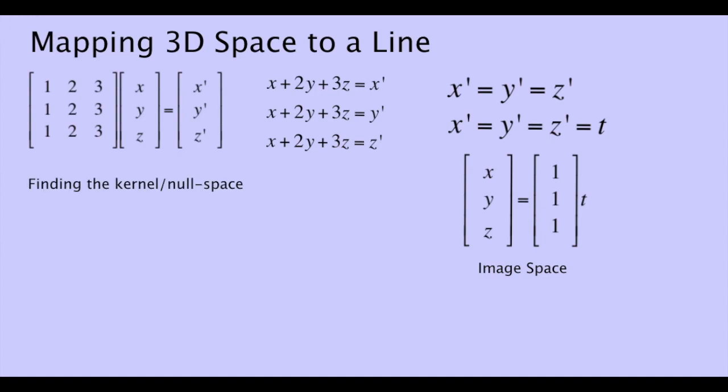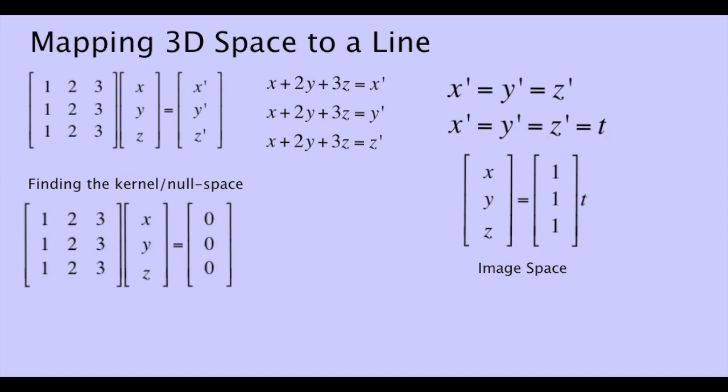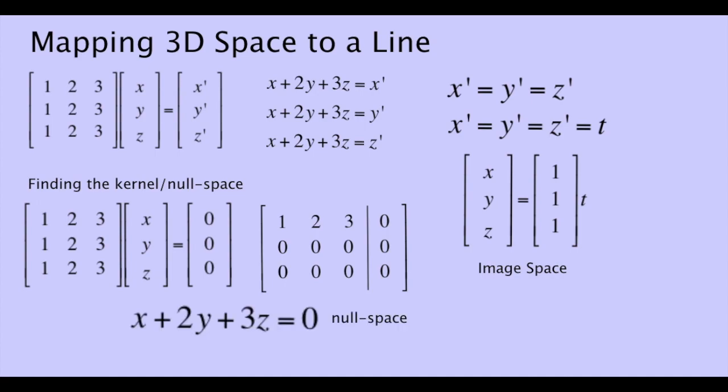We can also ask ourselves to find the kernel or null space of this transformation matrix, which is answering the question: the matrix times what x, y, and z values yield the origin? After setting up the augmented matrix and performing row reduction, we are left with just a single non-zero row, 1, 2, 3, 0, which we can convert back into an equation: x plus 2y plus 3z equals 0. That's our null space. It's the equation of a plane. So the image space was a line and the null space was a plane.